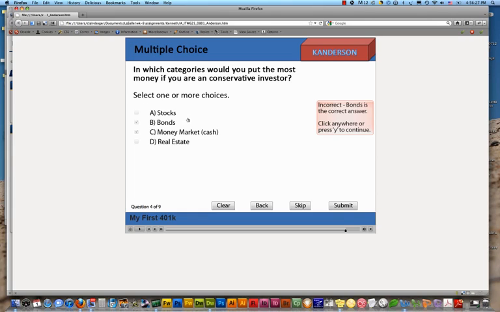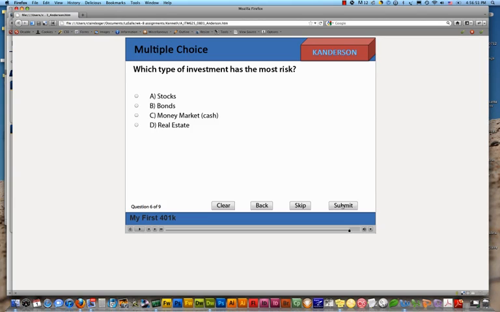If you're a conservative investor, you're not putting your money in bonds? Really? I'm conservative. I put my money in bonds. I would check that. Balanced investor. You wouldn't put your money in real estate? Really? I put my money in all real estate.